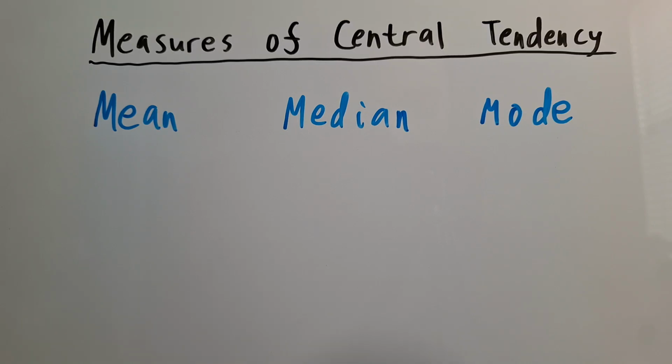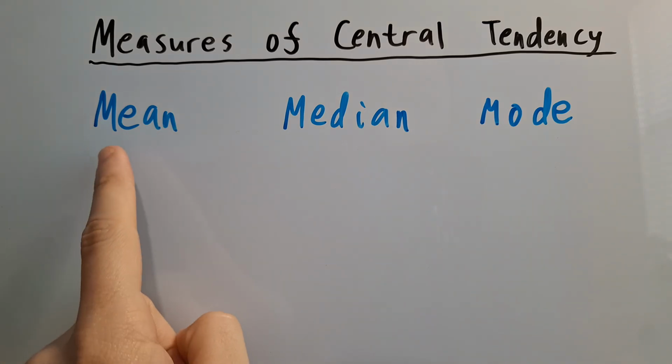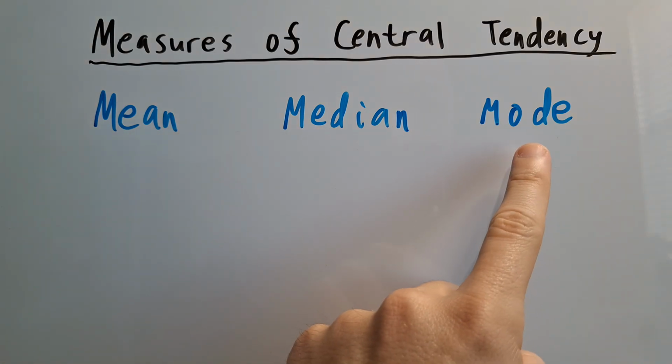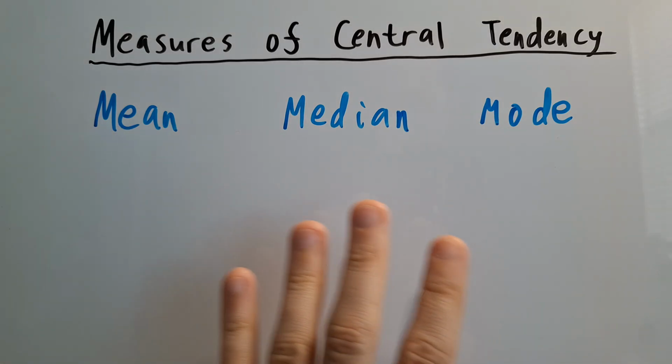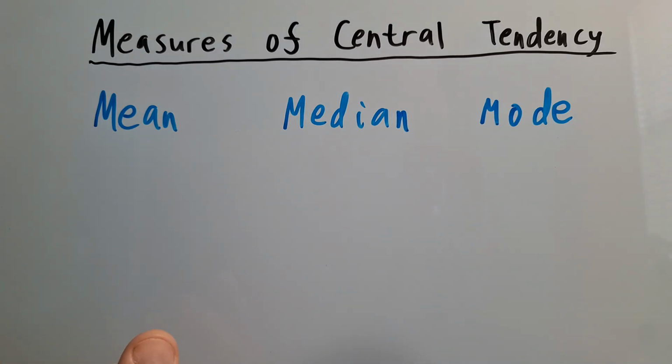Hello everyone, in this video we are going to review the measures of central tendency. Recall that those are mean, median, and mode. I have video examples of all three of these. I'll drop links for them below in the description.